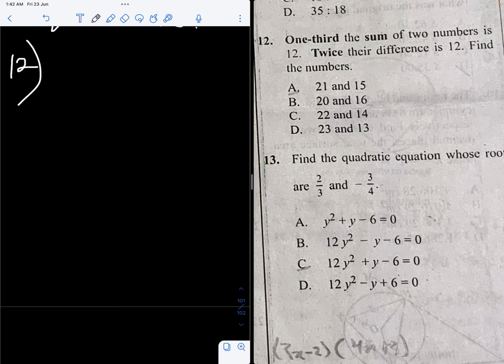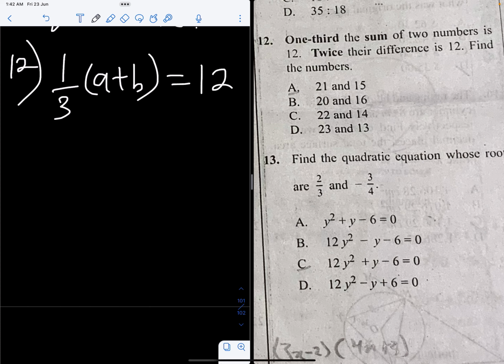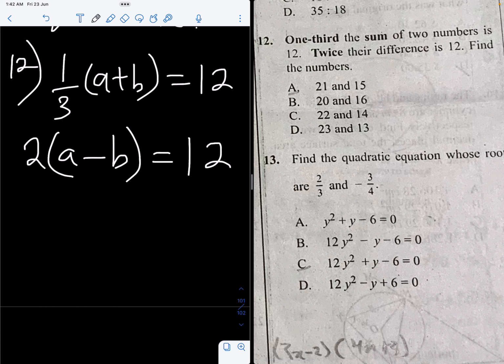So that means 1/3 multiplied by the sum of a and b, which is 1/3 multiplied by (a plus b), equals 12. Twice their difference is 12. Twice their difference is a minus b, here we are taking a as the bigger number. Twice their difference means 2 times (a minus b) equals 12. Find the numbers.